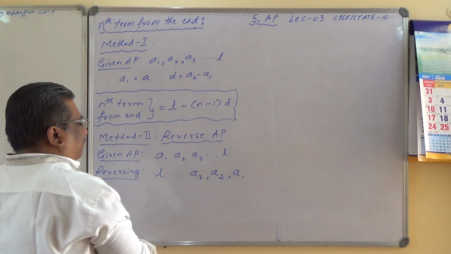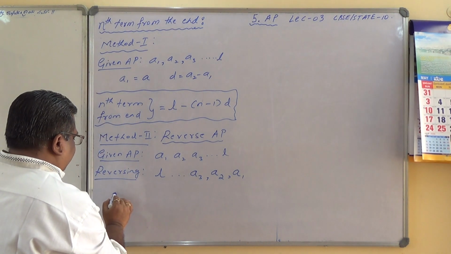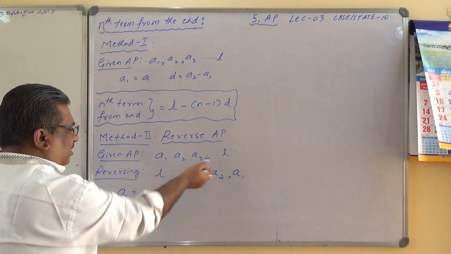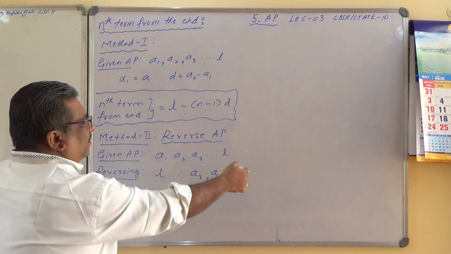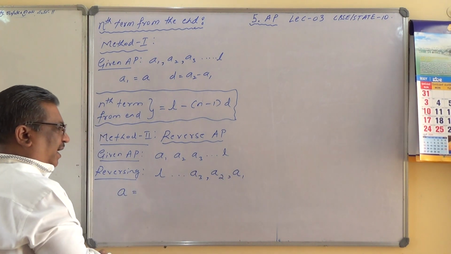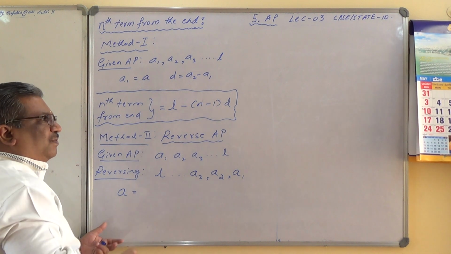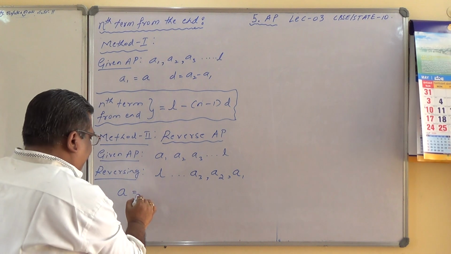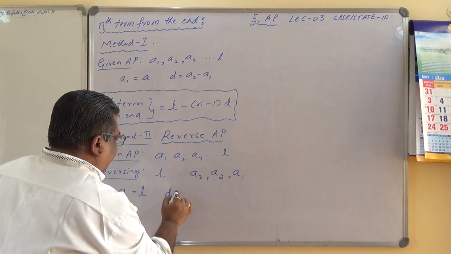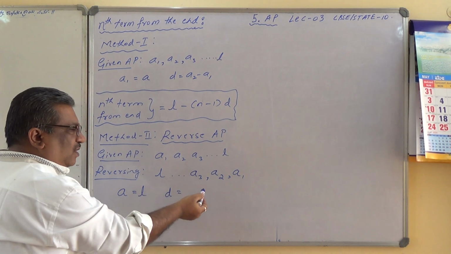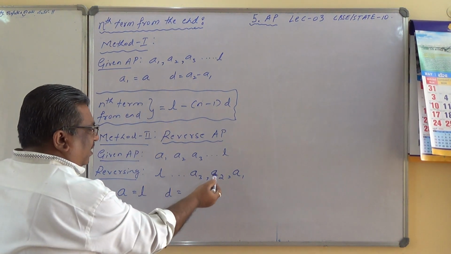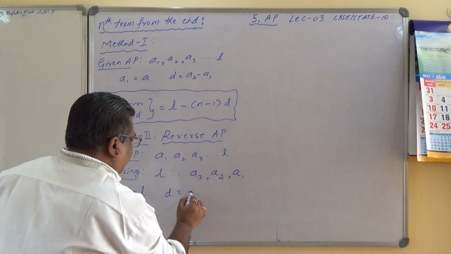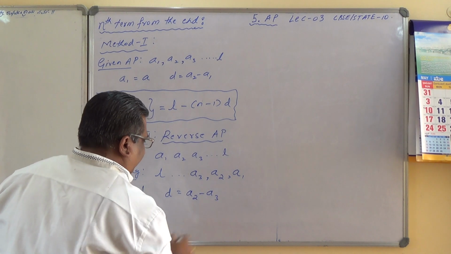Now in this case, what is A here? The first term. A equals L. This is the AP now. The last term has become the first term and the first term has become the last term. In this AP, you go as per the normal AP. What is the normal AP? The first term is L, so A is equal to L here. What is the common difference here? You can use these terms to find it: that is A2 minus A3, succeeding minus preceding term. A2 minus A3, isn't it?